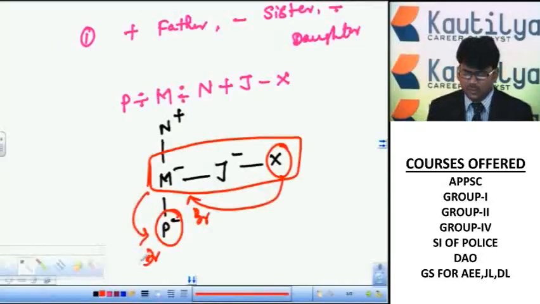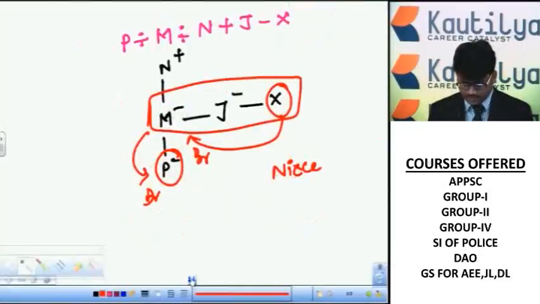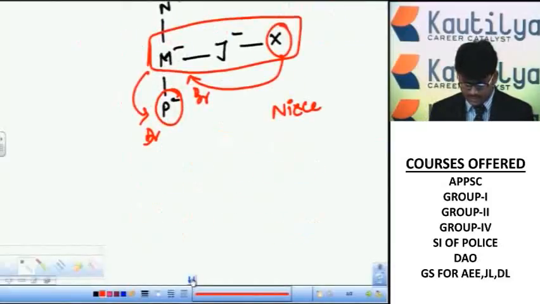Brother's daughter is called a niece. Clearly the person P is a niece. P is a niece of X. Next question, the same coding blood relation.